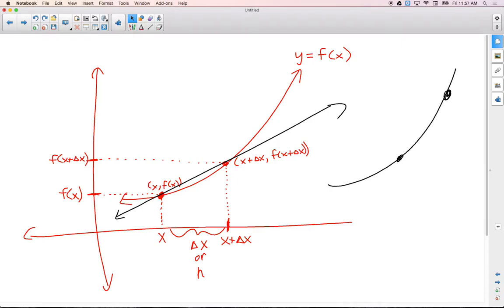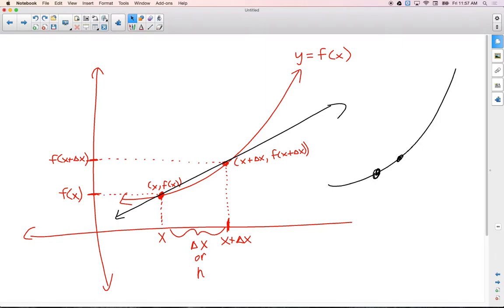The slope. There's a slope at this point. It has a certain steepness to it. There's a slope at each of these points. And it's always changing. It's never the same. So how are we going to find that slope?